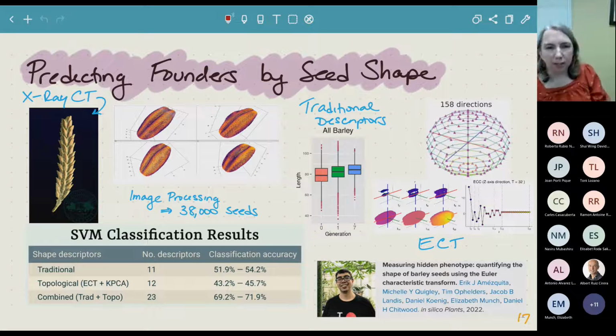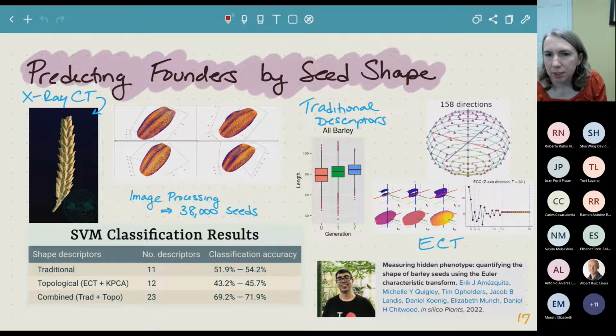And so we decided that what we were going to look at was the seeds themselves. So we're going to study the shape of the seeds. So what he did was, via image processing, he extracted out all of the seeds from all of these panicles. This is very nice because it's a lot less labor intensive than how biologists would usually do this, by literally taking them off. So he got something like 38,000 seeds.